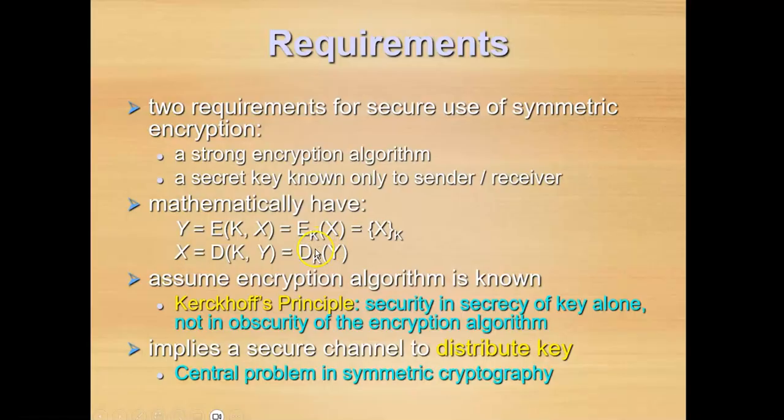text is decrypted. So if you know the algorithm being used for ciphering, we can apply Kerckhoffs's principle, that is, the security and secrecy of the key alone is what is important here, and not the obscurity of the encryption algorithm. That means we have to employ a secure channel to distribute this key. That is the main problem in symmetric cryptography. How are we going to share this key with the receiver end?